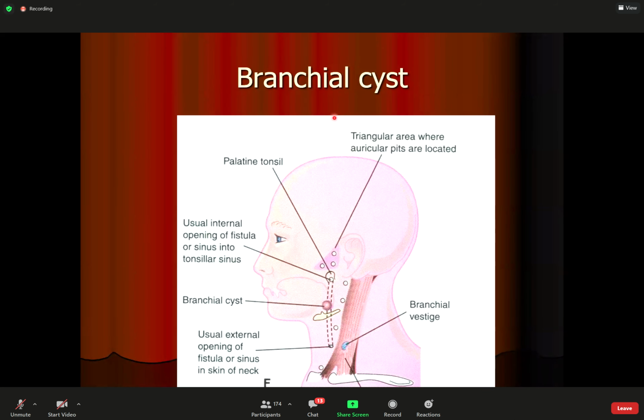And that's the bronchial cyst. So bronchial cyst could be over here. You can see that palatine tonsil because it's outside bronchial cyst. So I asked in the exam, what is a bronchial cyst? You will say that it is a swelling. Cyst is a swelling. The fluid is there.